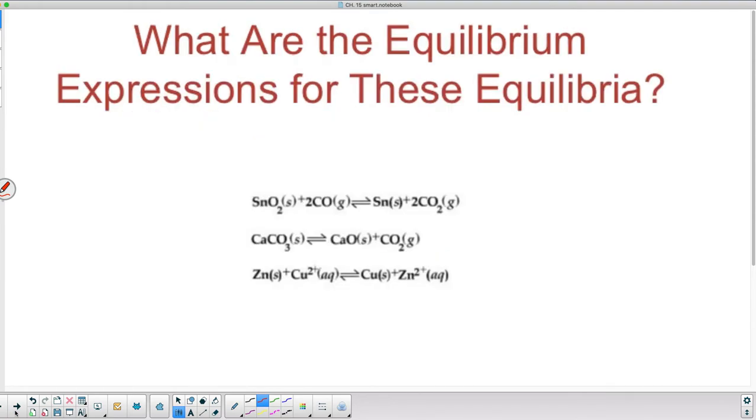So what are the equilibrium expressions for these equilibria? What I would do is take a look at this. Now this is good to know: some things have concentrations and some things don't. So when I have a solid, solid tin here, that means the concentration of this is 100% or 1. So it does not have to show up in the equilibrium expression.